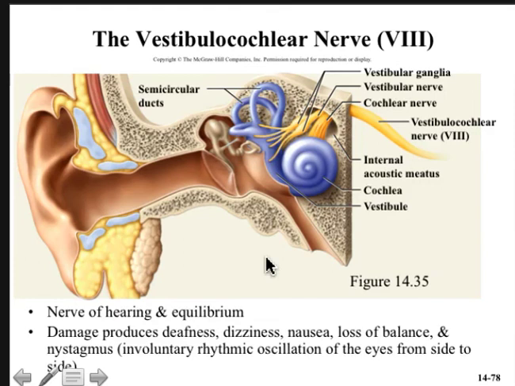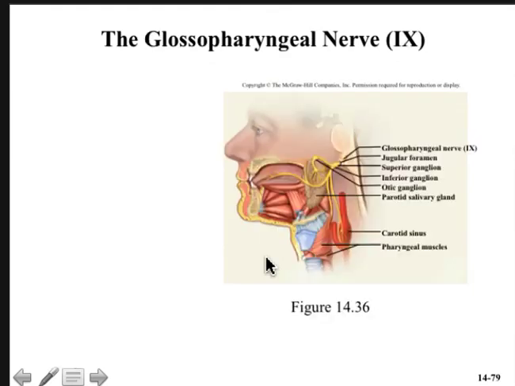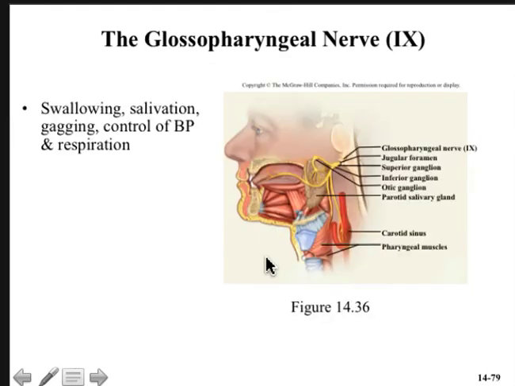when we're standing still. The glossopharyngeal nerve, cranial nerve 9, is involved in swallowing, salivation, gagging, and control of blood pressure and respiration.